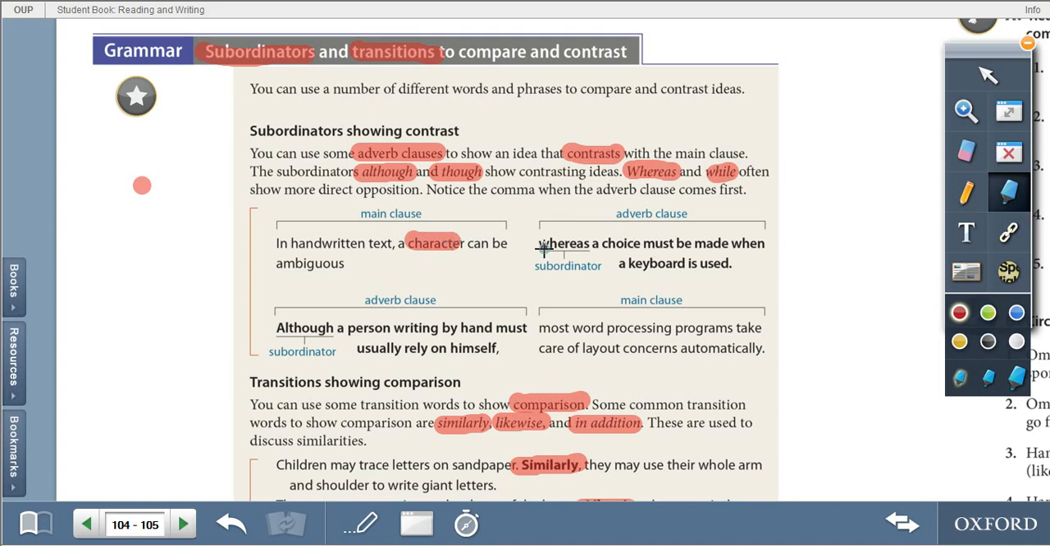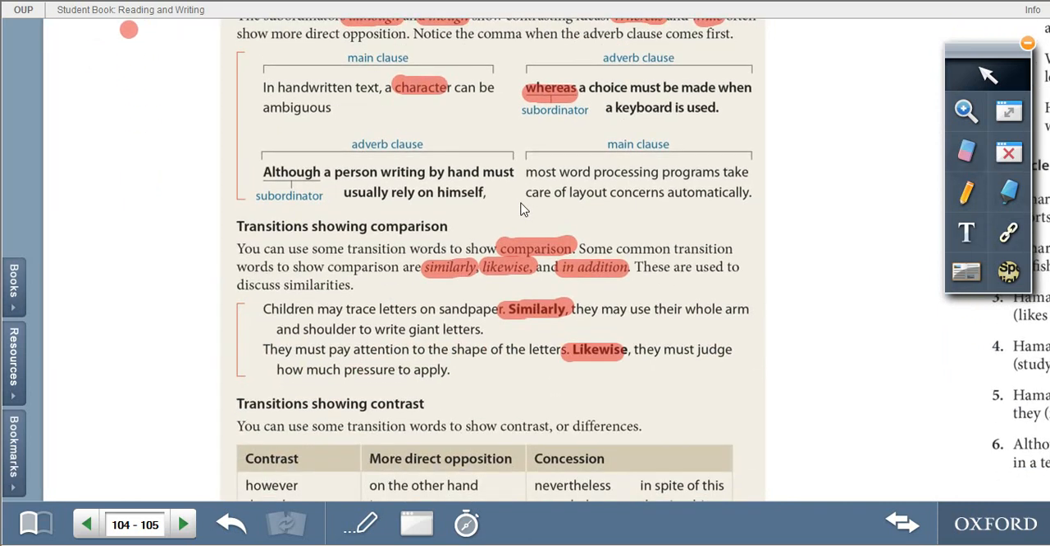So this is the adverb clause, and whereas is used as a subordinator. Then: although a person writing by hand must usually rely on himself, most word processing programs take care of layout automatically. Or: although he is late, he attended the class. So there are two different ideas, and we use although to show the contrast.